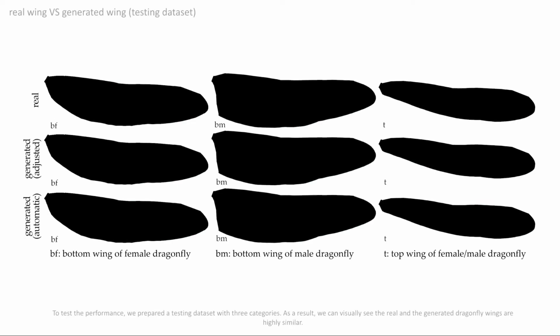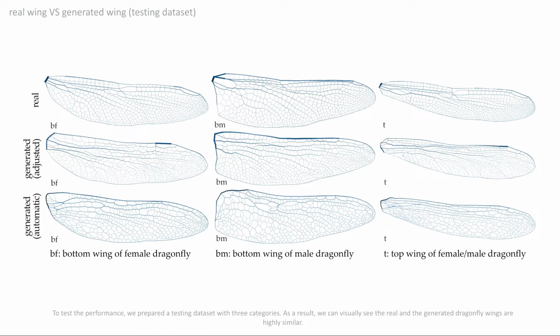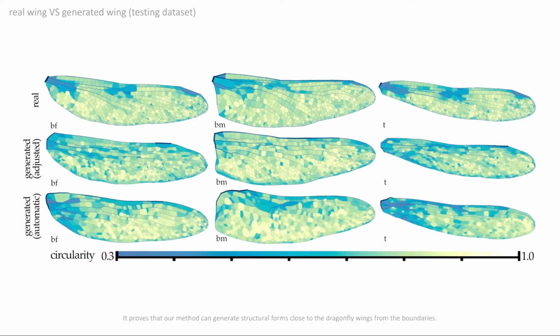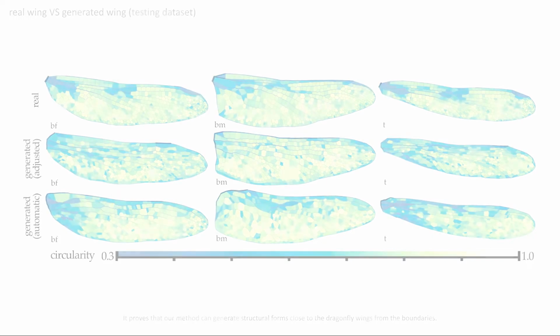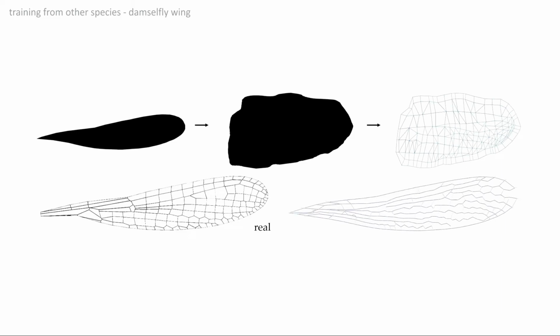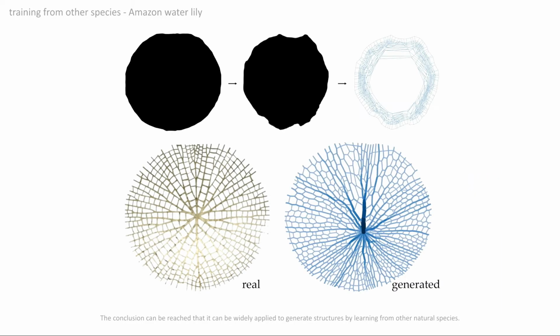To test the performance, we prepared a testing dataset with 3 categories. As a result, we can visually see the real and the generated dragonfly wings are highly similar. To further compare the similarity of the wing pairs, we implement an evaluation method based on the area and the circularity of each cell in the wing pattern. It proves that our method can generate structural forms close to the dragonfly wings from the boundaries. We have also collected the training and testing data for other species to verify the generality of our method. The conclusion can be reached that it can be widely applied to generate structures by learning from other natural species.